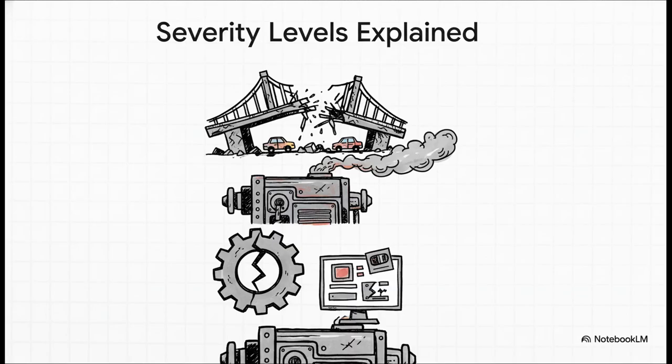Let's break down those severity levels. At the very top, you've got a blocker. That is a total showstopper. It means nobody can do any work. Critical means a core feature is just completely broken, like you can't log in or you can't check out. High and medium cover all sorts of major to minor problems. And then low is for the small stuff, maybe a typo somewhere that doesn't really hurt anything.